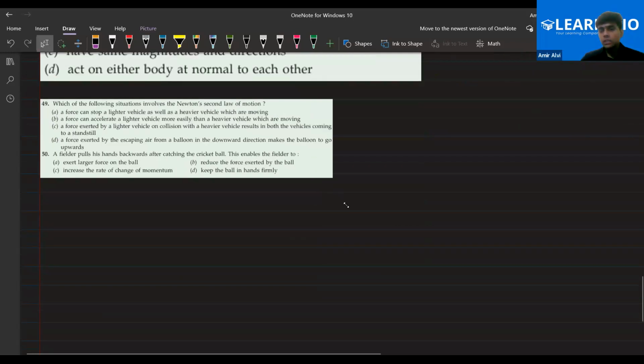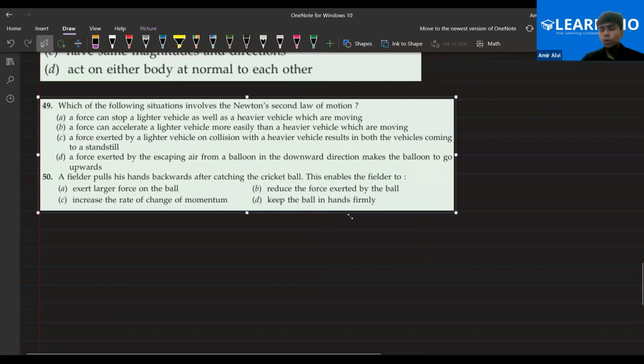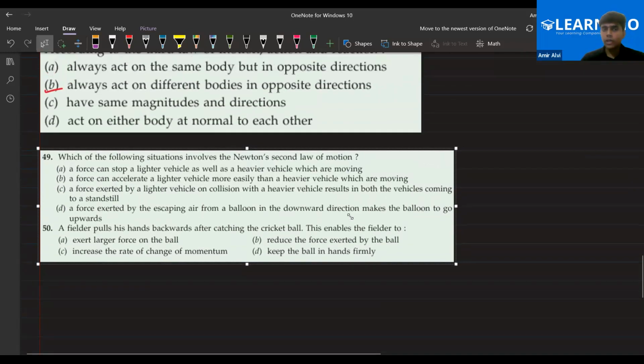In the next class, we will do some questions from the PYQs, or I'll try to find some questions from the NCERT exemplars. Okay? So please be prepared with that.